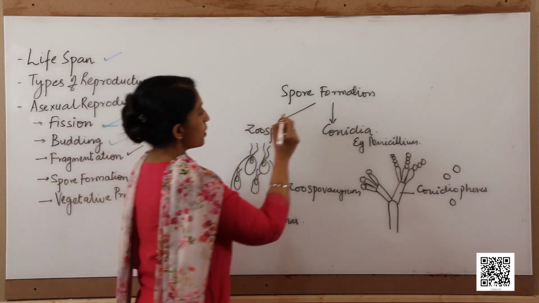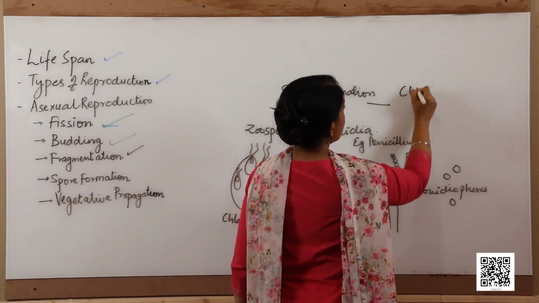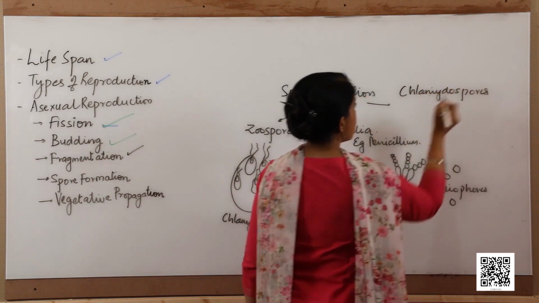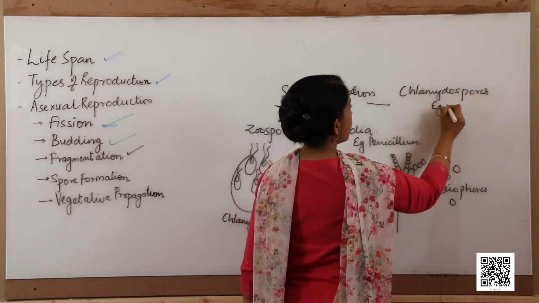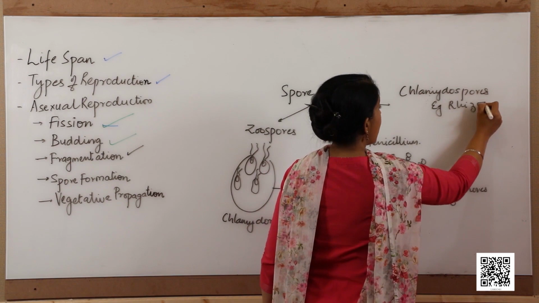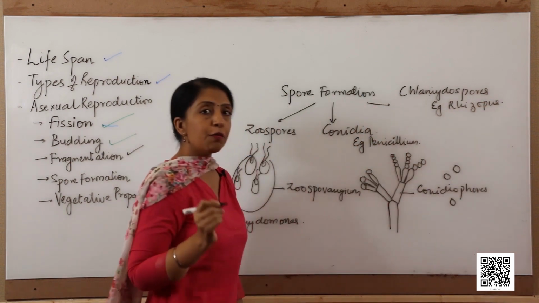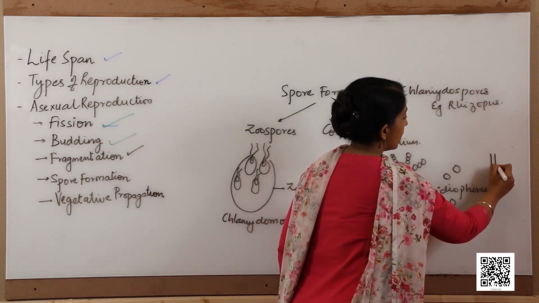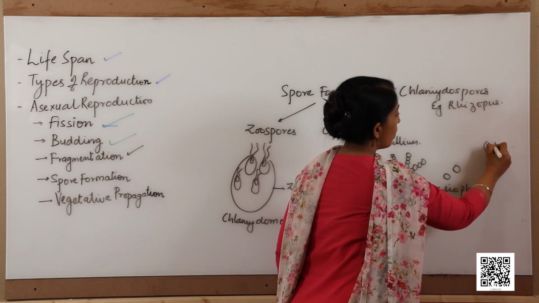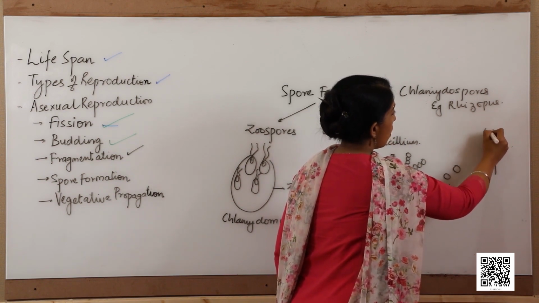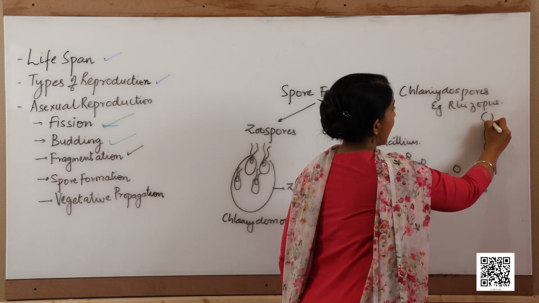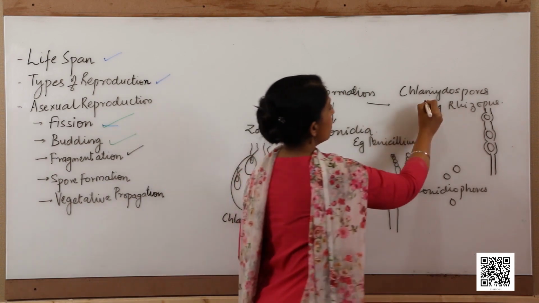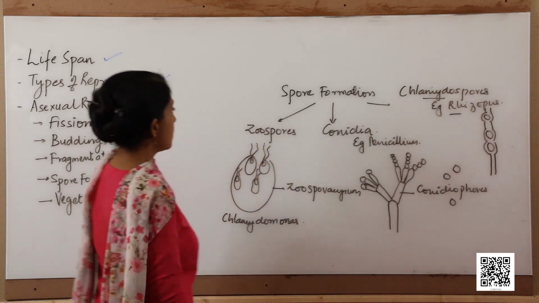The third type of spores that are formed are the chlamydospores. The chlamydospores can be seen in organisms such as Rhizopus, and these chlamydospores are usually formed in unfavorable conditions. They are formed directly on the hyphae and they are thick-walled. Now these chlamydospores can be intercalary or they can be terminal in some cases. So the next type is the chlamydospores.